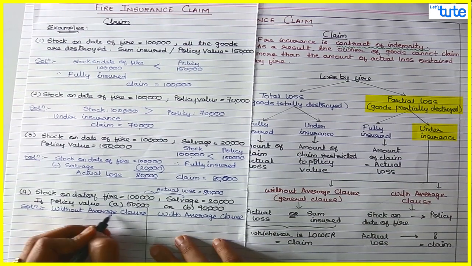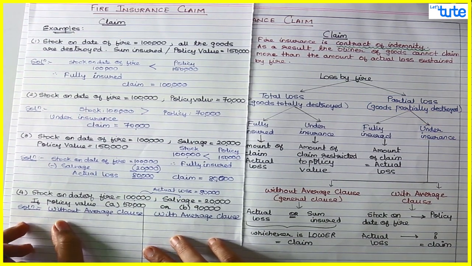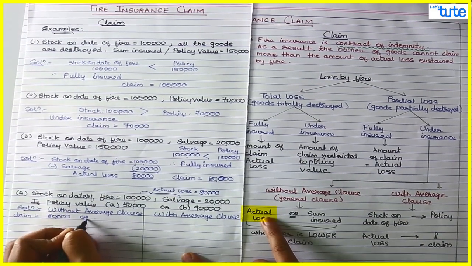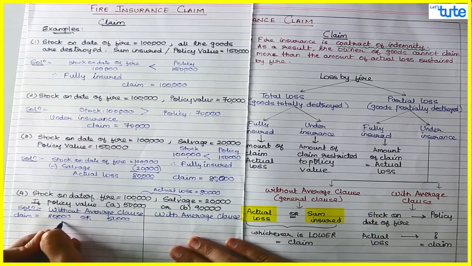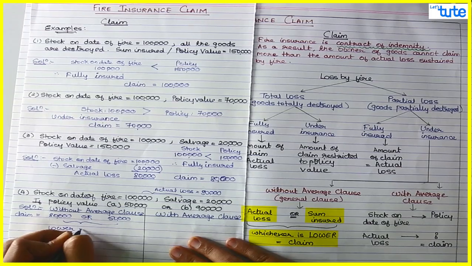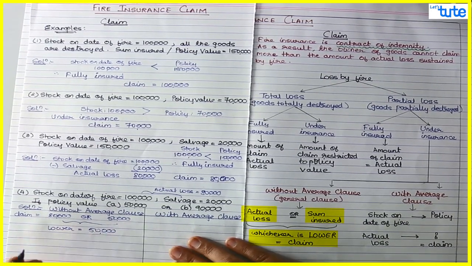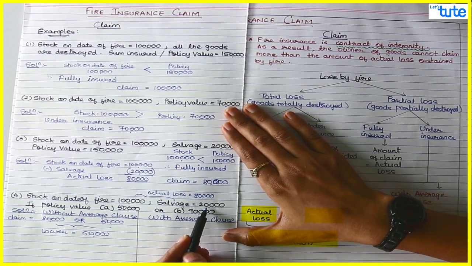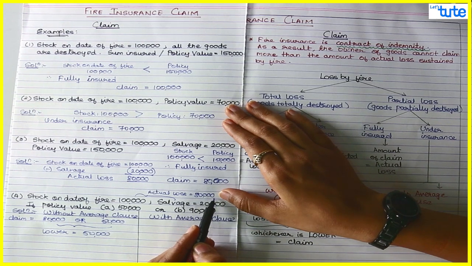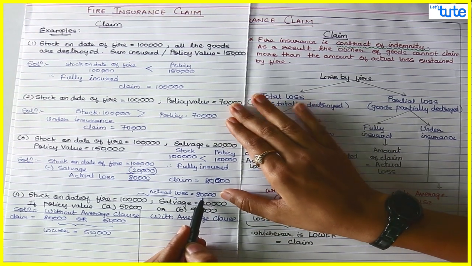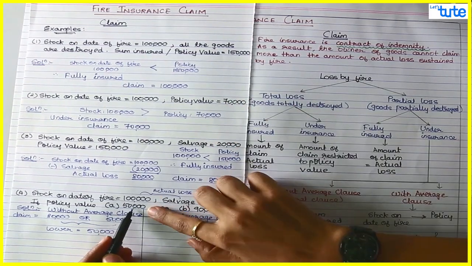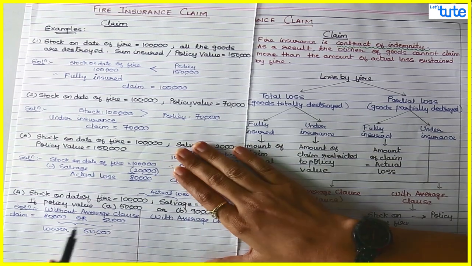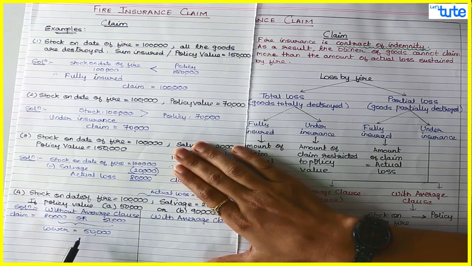So if there is no average clause, your claim amount would be actual loss, which is 80,000, or sum insured, which is 50,000, whichever is lower. So your lower amount is 50,000. So guys, this is very logical. There was goods of 1 lakh. We could save 20,000. So loss was 80,000. We are going to the insurance company for filing a claim for this 80,000. But then we realize we have only a policy of 50,000. So the company will compensate only 50,000 because our policy is of only 50,000. So over here the claim amount is 50,000.